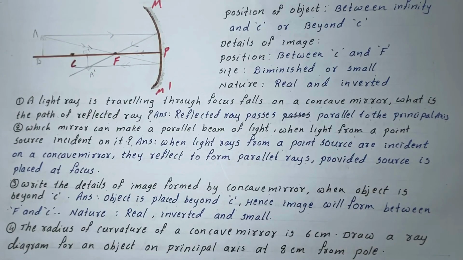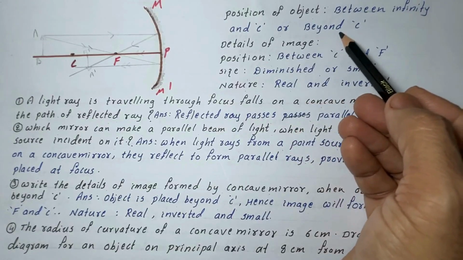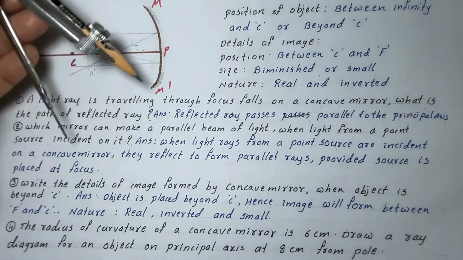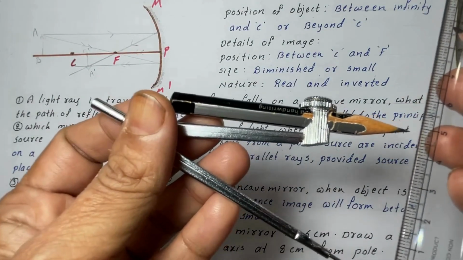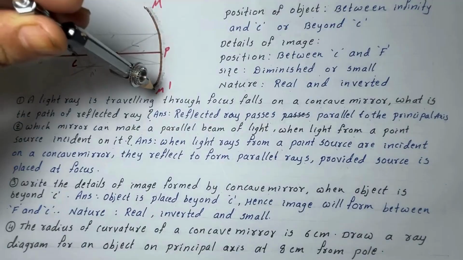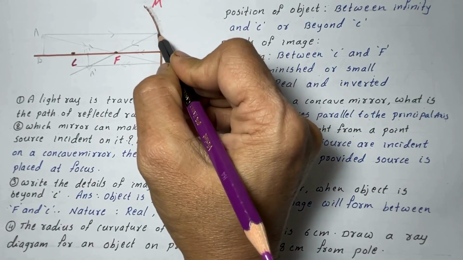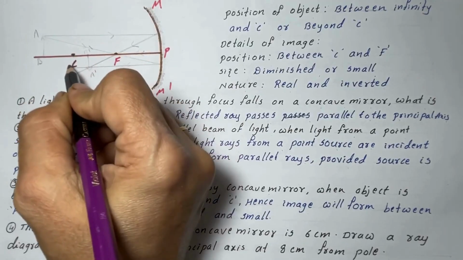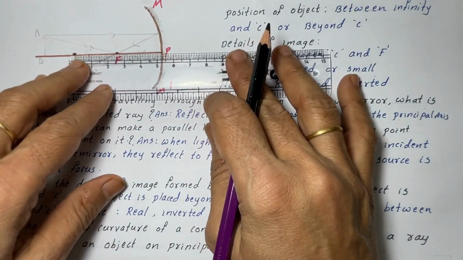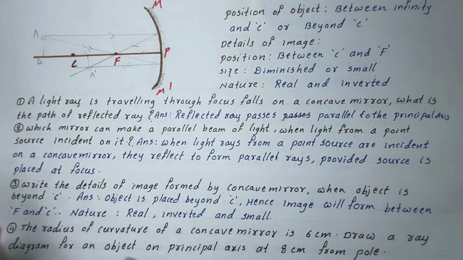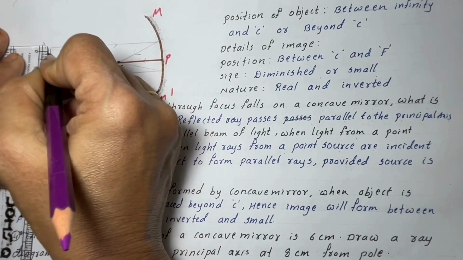Now we draw the ray diagram to obtain the image when the object is between infinity and C, that is, behind C. This is one concave mirror whose radius of curvature is 5 centimeters. By taking the 5 centimeters, draw one arc. This is a concave mirror, so the outer surface is silvered, and this is the center of curvature, and at 2.5 centimeters this is the focus F. Now this is one object AB whose height is 1 centimeter.